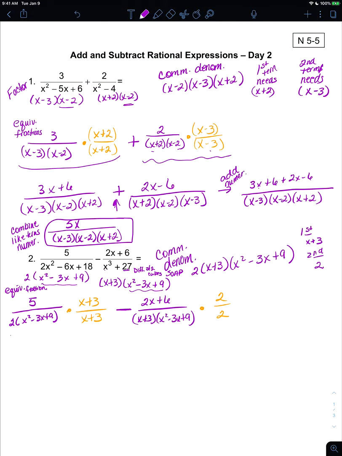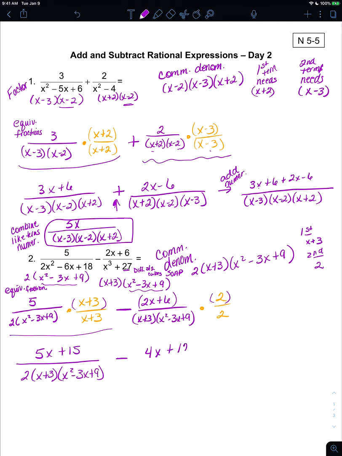I'm going to take this, multiply it all out. Remember, this is 5 times the x plus 3 on top, so that makes 5x plus 15. And that is all over now that whole common denominator. Now we're subtracting. We're multiplying this 2 times this 2x plus 6, which gives us 4x plus 12. And now that is over that whole denominator.